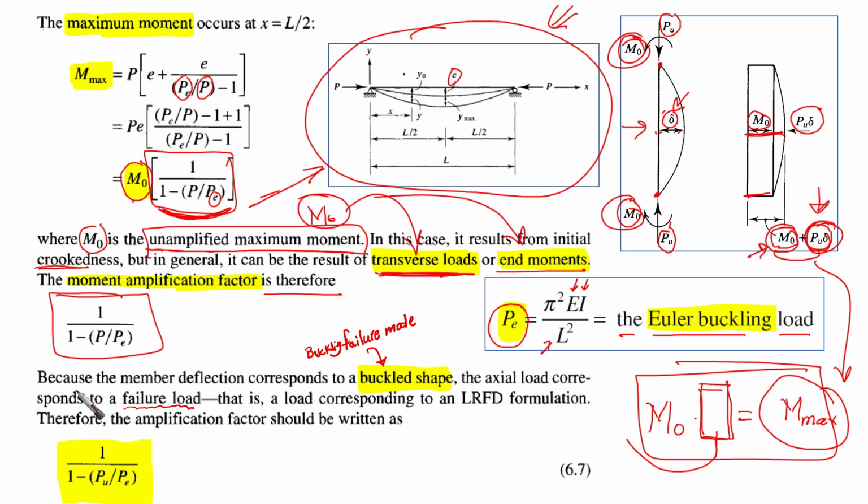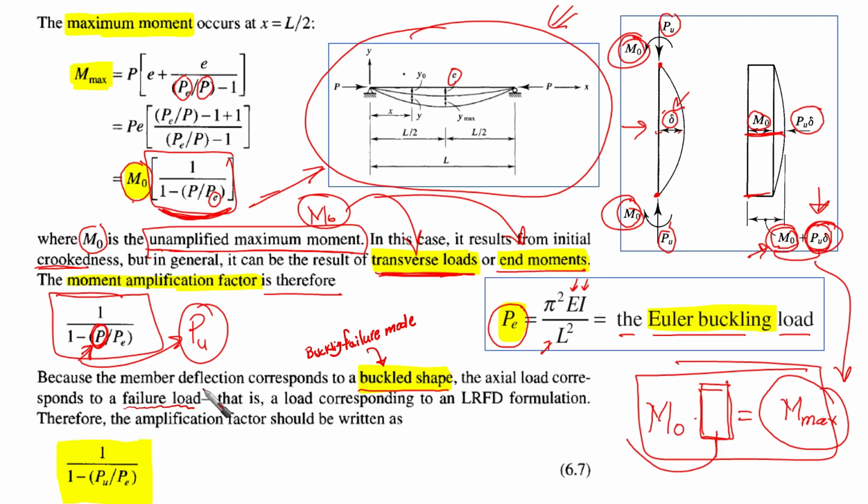Based on that, because the member deflection corresponds to a buckled shape, take care of this P here. P is the load that is being applied. But our failure mode here is going to be the buckling failure mode, right? It means the limit state of buckling. This necessitates that this P should be near the failure, so we are going to use P ultimate loading.